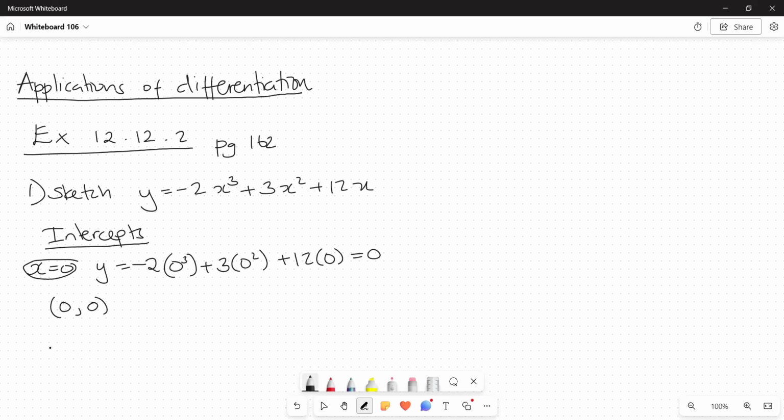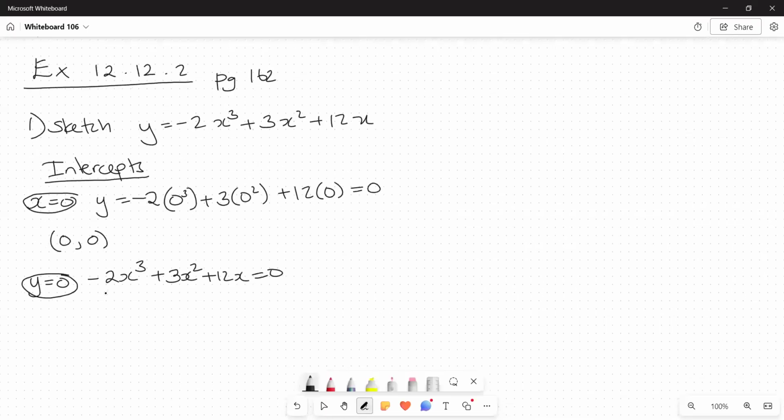And then we find the x-intercept. We know that at the x-intercept y is equal to 0. So we have minus 2x cubed plus 3x squared plus 12x equal to 0. Okay, and we can factorize this. First, we can divide everything by negative 1. So we have 2x cubed minus 3x squared minus 12x equal to 0. Then we take x out as a common factor. We have x times 2x squared minus 3x minus 12 equal to 0.